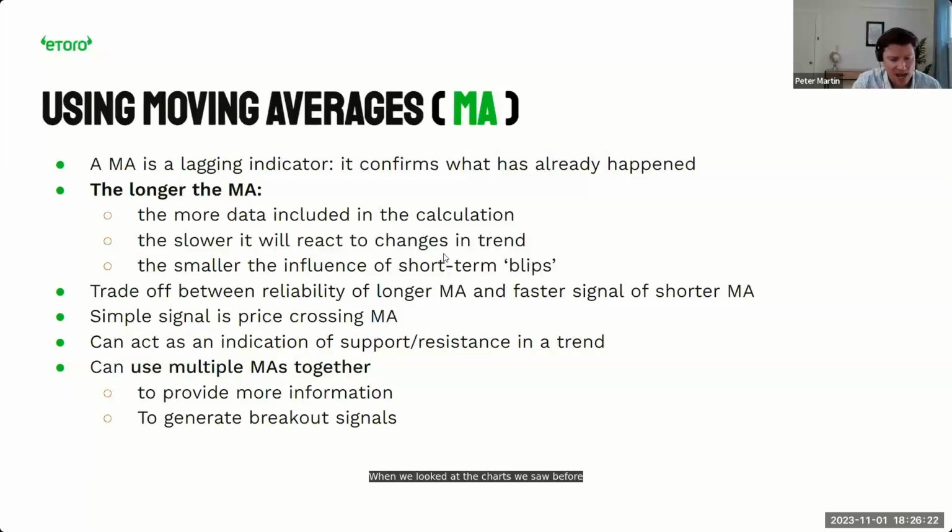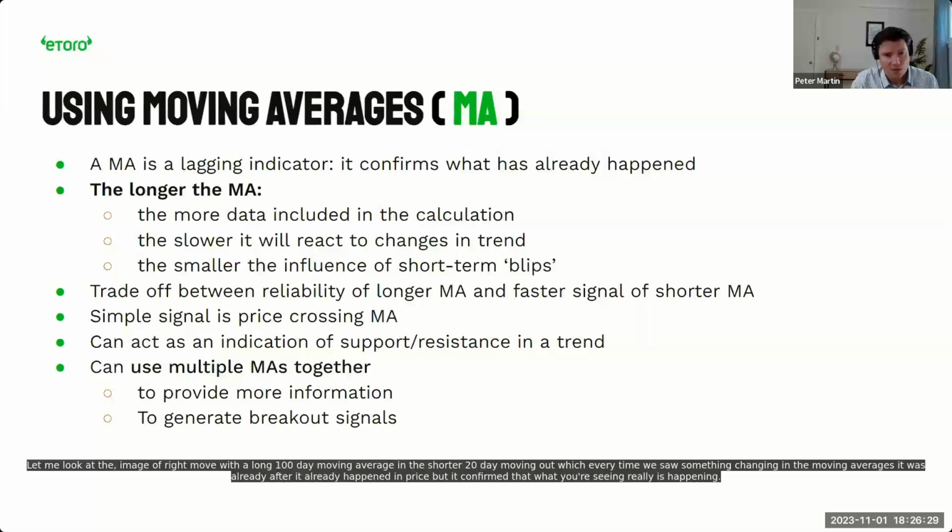When we looked at the image of Rightmove with a long 100-day moving average and a shorter 20-day moving average, every time we saw something changing in the moving averages, it was already after it had happened in price, but it confirmed that what you're seeing really is happening.